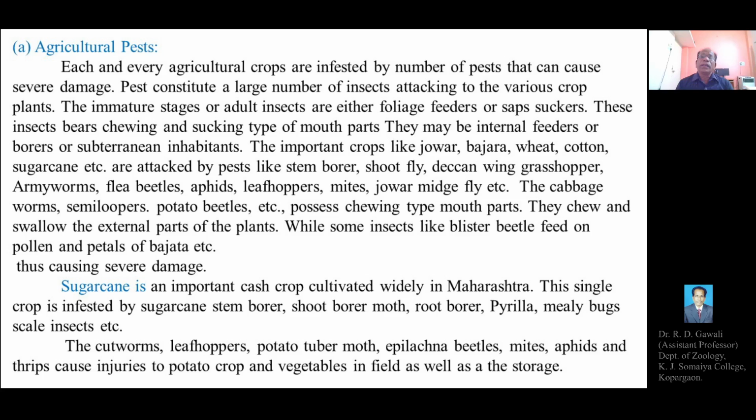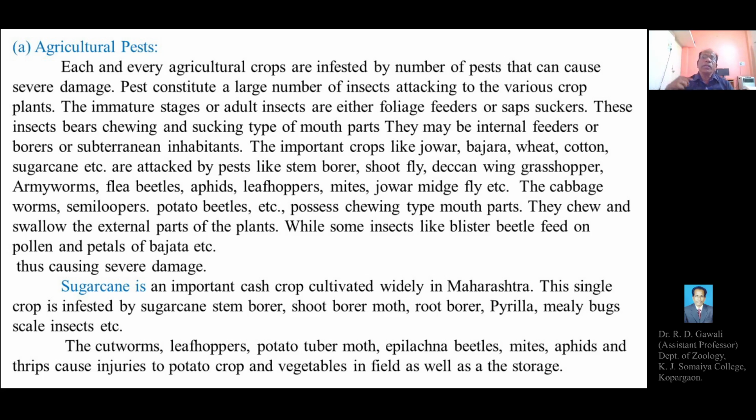So there are different categories of the insect pests on the basis of mode of their feeding. Means there are different types of insects which have mandibulate or chewing type of mouth parts and feed on the different parts of the crop plants, representing either feeders or foliage feeders feeding on the plant leaves. Then another category of the agricultural pest is borers.